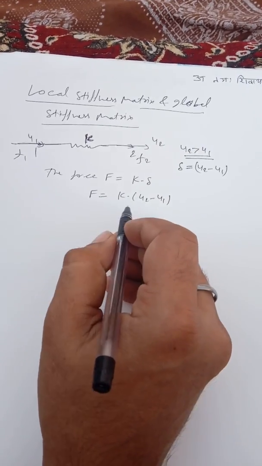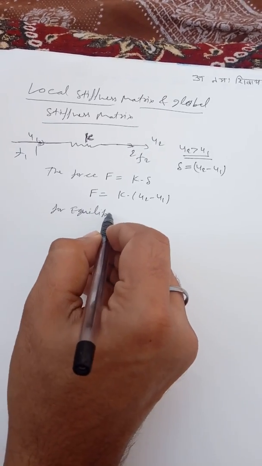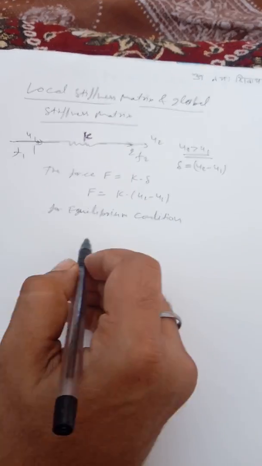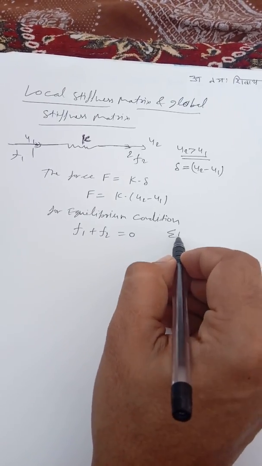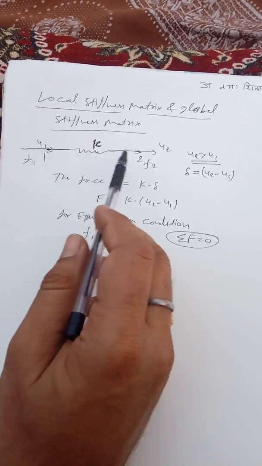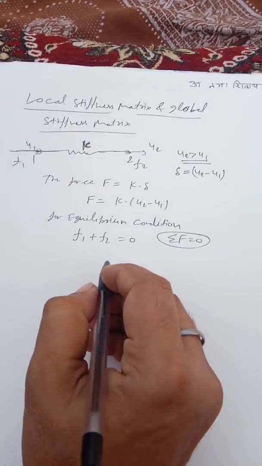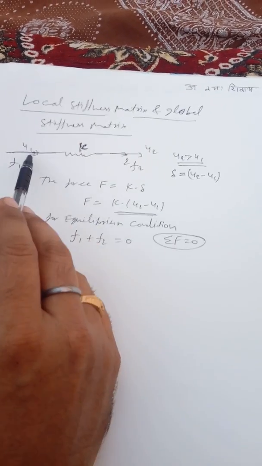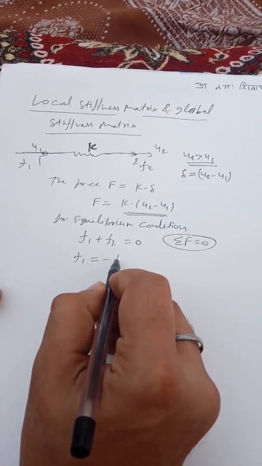Again, as we know, for the equilibrium conditions, force F1 plus force F2 should be 0. That means the summation over F should be equal to 0. The total net force from 1 and 2 should be equal to 0. That is known as the equilibrium condition. So here F1 is equal to minus F2.